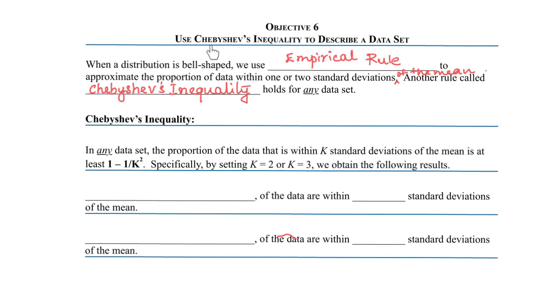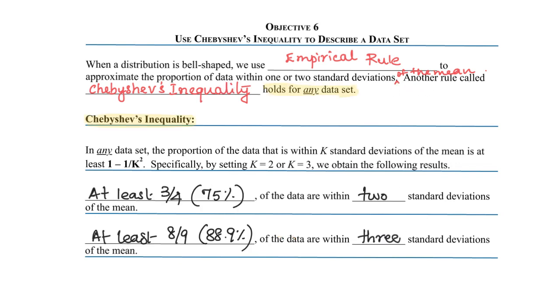Objective 6. Use Chebyshev's inequality to describe a data set. When the distribution is bell-shaped, we use the empirical rule to approximate the proportion of the data within 1 or 2 standard deviations of the mean. We can use Chebyshev's inequality for any data set, whether it is bell-shaped or not bell-shaped.